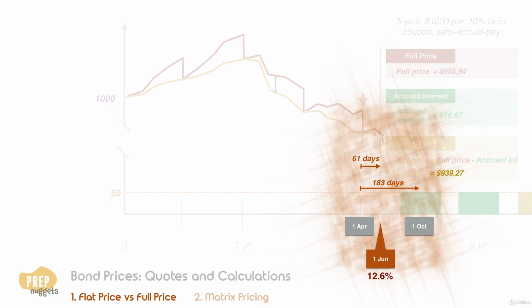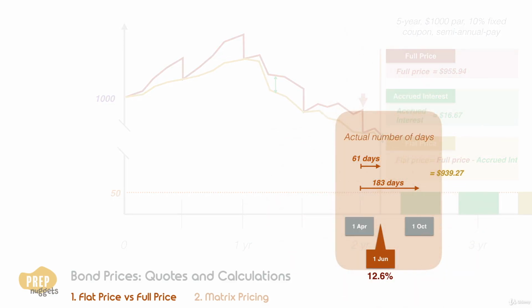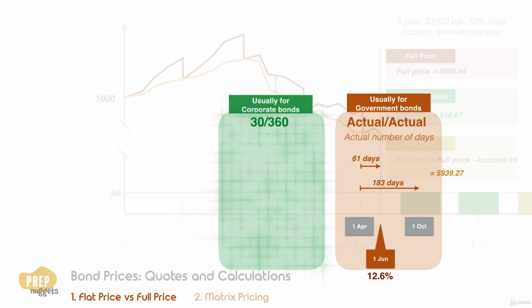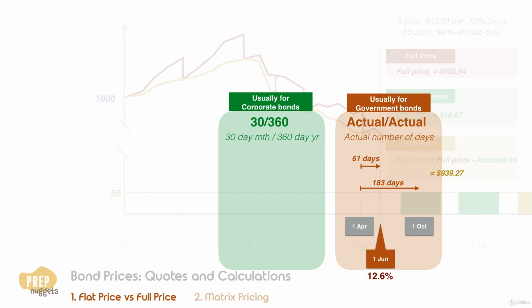In this example, we use the actual number of days between coupon payments and the actual number of days between the last coupon date and the settlement date. This is called the actual method, which is used most often with government bonds. Another way to calculate this is to use the 30/360 method, which is most often used for corporate bonds. This method assumes that there are 30 days in each month and 360 days in a year.